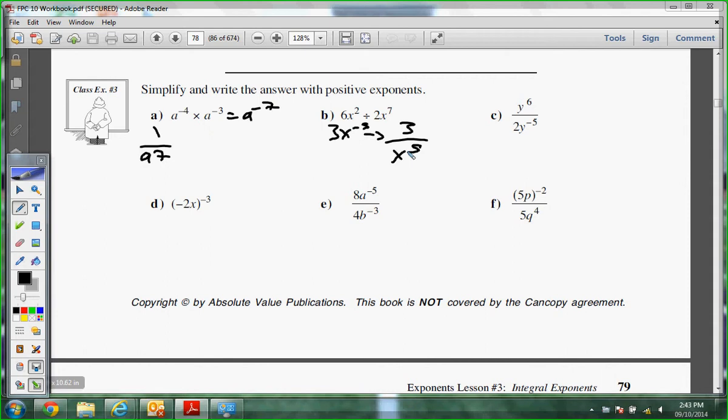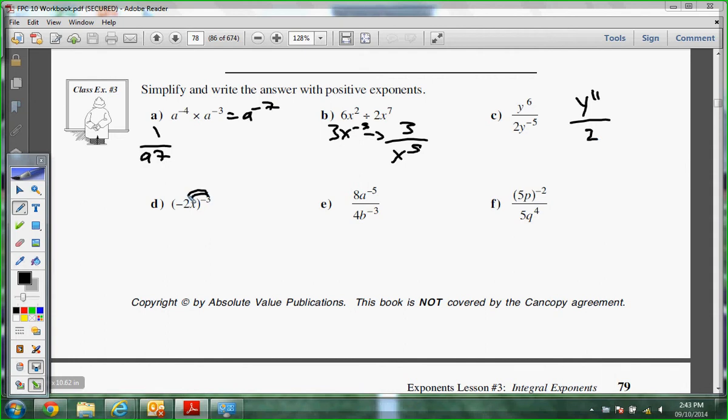Okay, this one here. 6 minus a negative 5. What's that? 11. So it's y to the 11 on top over 2. Well, it's 6 minus a negative 5, so it's y to the 11, so it's on top. It's positive. If it's positive, it's on top. Yeah, it depends where the negatives are.